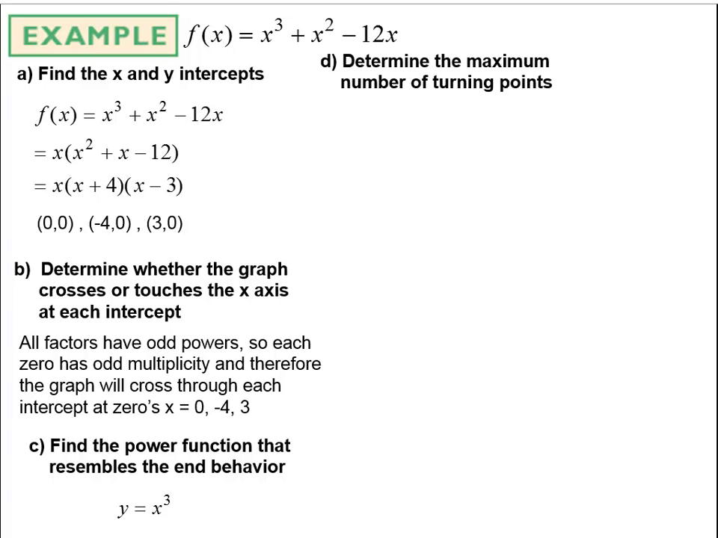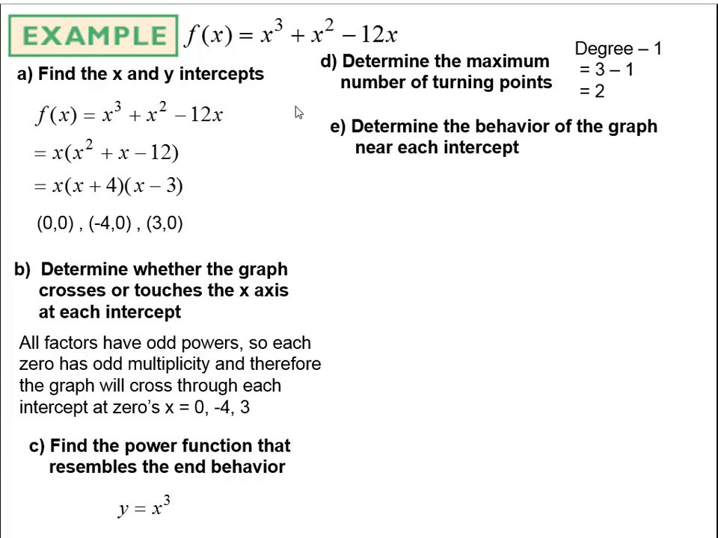All right, letter D said determine the maximum number of turning points. So again, from that theorem, we know that the degree is 3, so the maximum is 1 less than that. So we have 3 minus 1, or 2 possible turning points at the most on that graph.